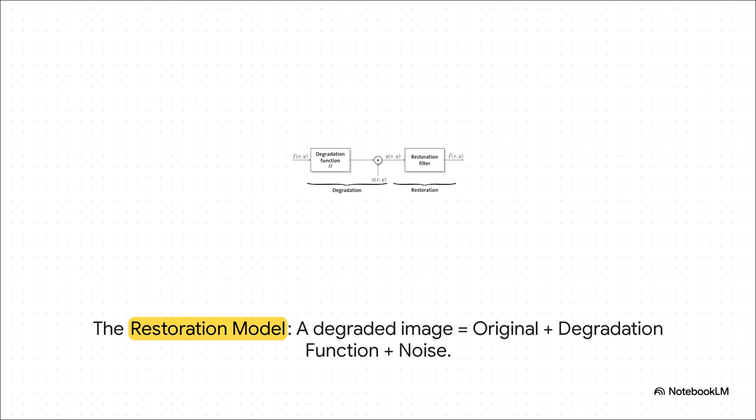Think of it like a recipe for a bad photo. You start with the perfect original image. Then you add a degradation function. That's the blur from a shaky camera, for example. And then, for good measure, you sprinkle in some random noise. The damaged image we see is the result of that recipe. Restoration filters are designed to figure out that recipe and then, well, reverse it.